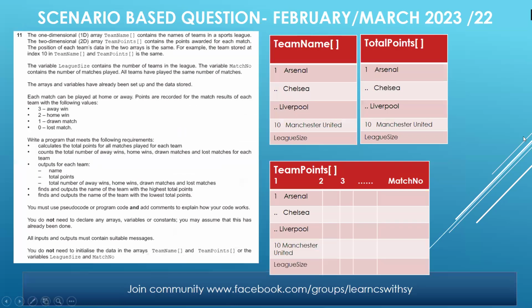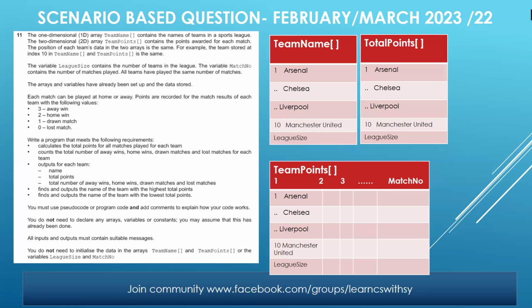This is the question. The 1D array team name contains the names of teams in a sports league. The 2D array team points contains the points awarded for each match. The position of each team's data in the two arrays is the same. For example, the team stored at index 10 in team name and team points is the same, as you can see. Just for the purpose of making you comprehend, some imaginary team names, and imagine, like, they're not imaginary exactly. They are actually some teams that are existing. So just to make us comprehend, we have just designed a sample data structure so that we can understand how the work will be done.